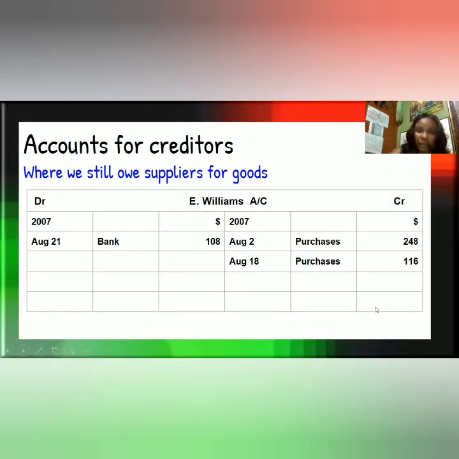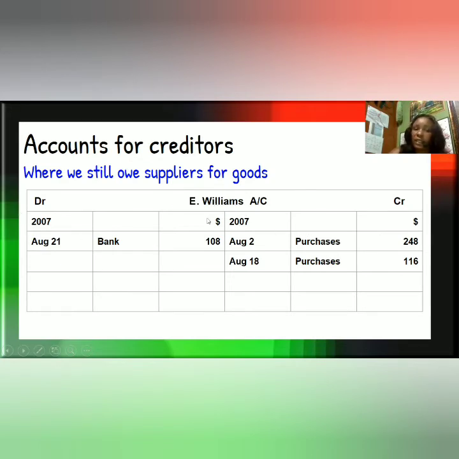Let's do one more example to make sure you understand, and then we are going to stop right here for today. So here, accounts for creditors. Okay, creditors are persons who we owe. These are persons who we buy goods from. So here's an example of where we still owe suppliers for goods. So when you have creditors, we have suppliers, persons who supply us with goods. Now here we have E. Williams account, and again, debit side, credit side. Debit side records whatever is going in the account, credit side, whatever is going out of the account. Just remember that key concept.